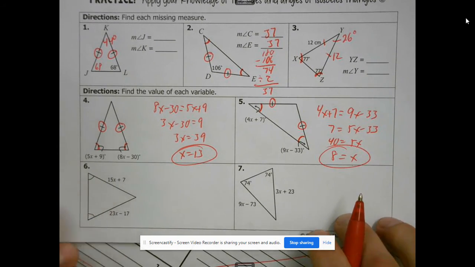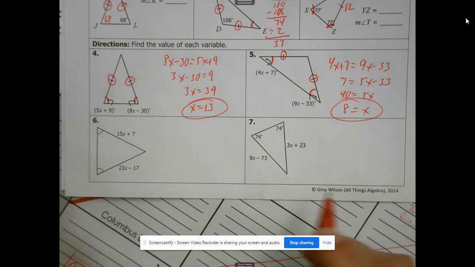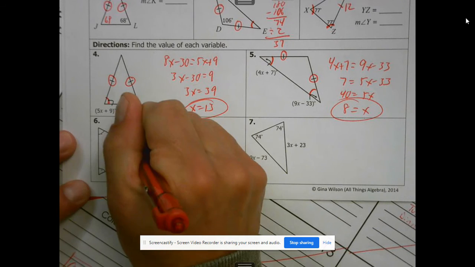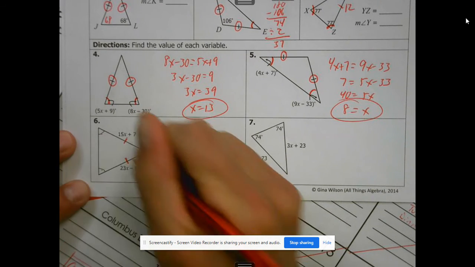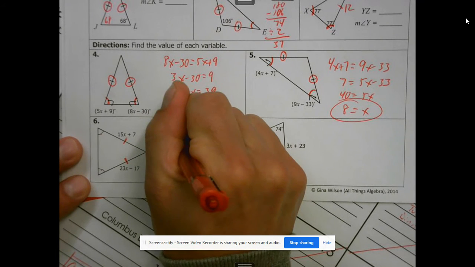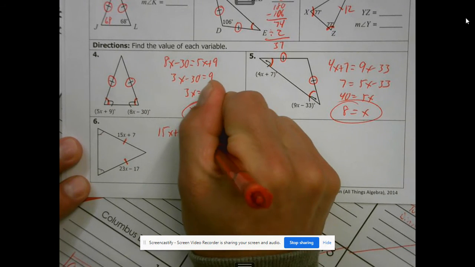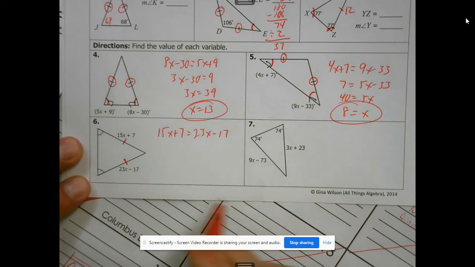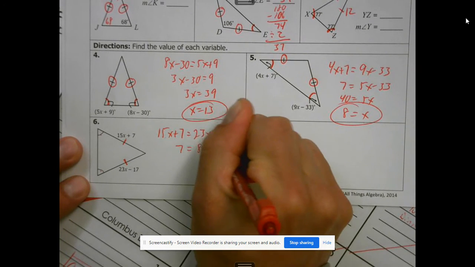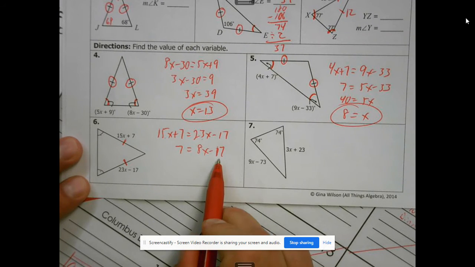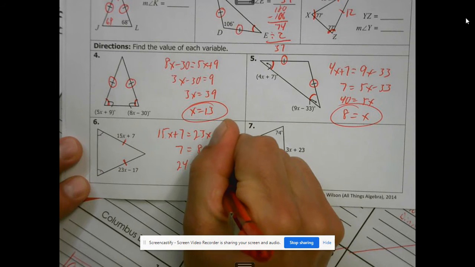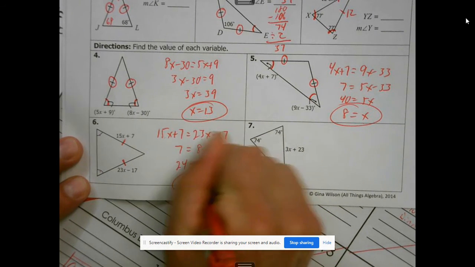Number 6, this is the converse. If you have congruent base angles, that means you're going to have congruent legs. Set them equal to each other, solve for x. 15x plus 7 is 23x minus 17. I'll subtract 15x from both sides. Add 17 to both sides. And 8 goes into 24 3 times.